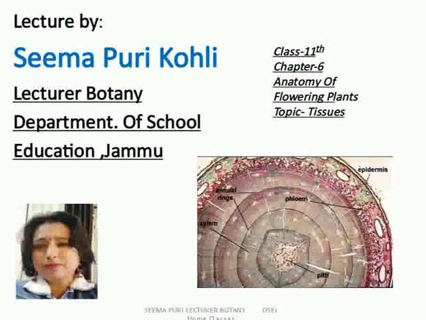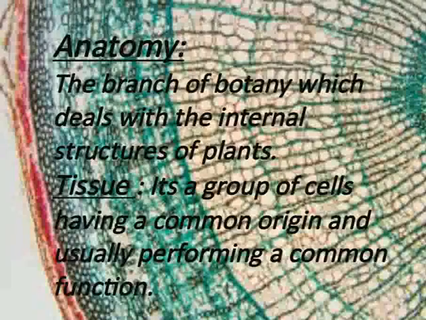Today we are going to start with chapter 6 of class 11, and the name of the chapter is Anatomy of the Flowering Plants. The topic that I will be discussing today is tissue. So my dear students, when we talk about the anatomy of the flowering plants, I have to tell you that this chapter introduces you to the internal structures and functional organization of the higher plants.